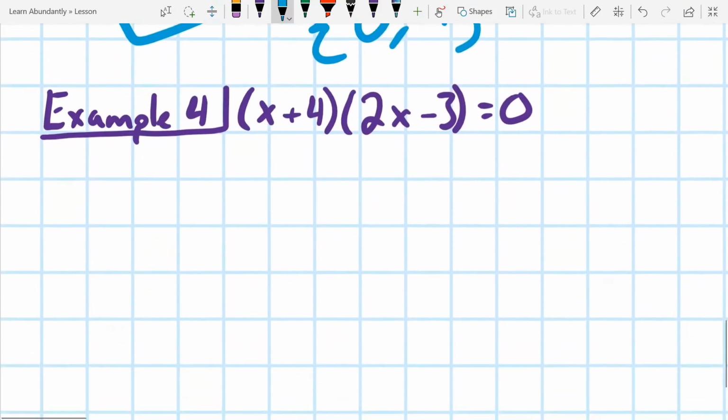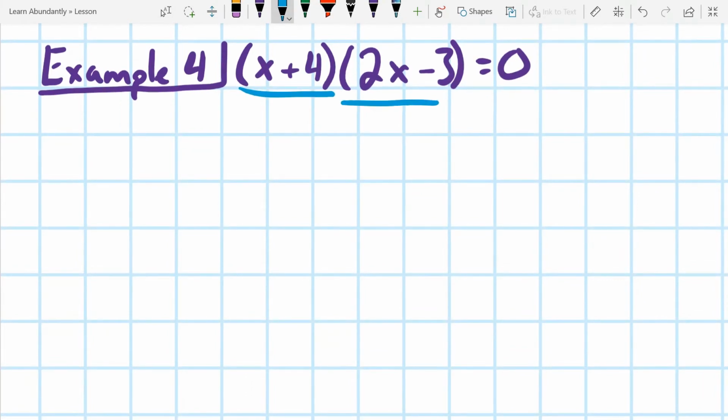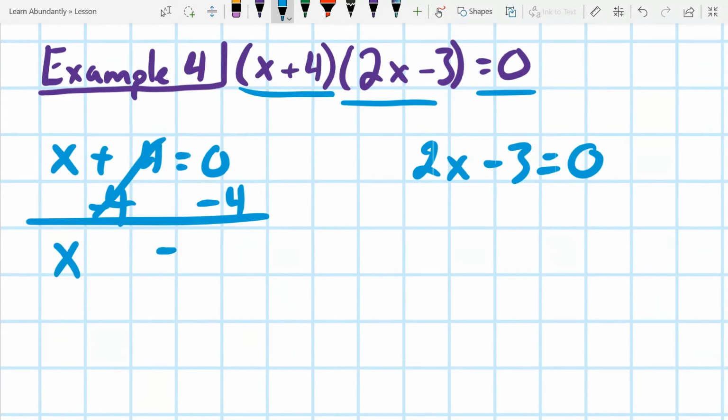Now one more example for you. In this one, again, two things are multiplied together to give us 0. So we can split them up and get x plus 4 equals 0 and 2x minus 3 equals 0. I'm going to do the simple one first, minus 4 from both sides, and I get x equals negative 4.